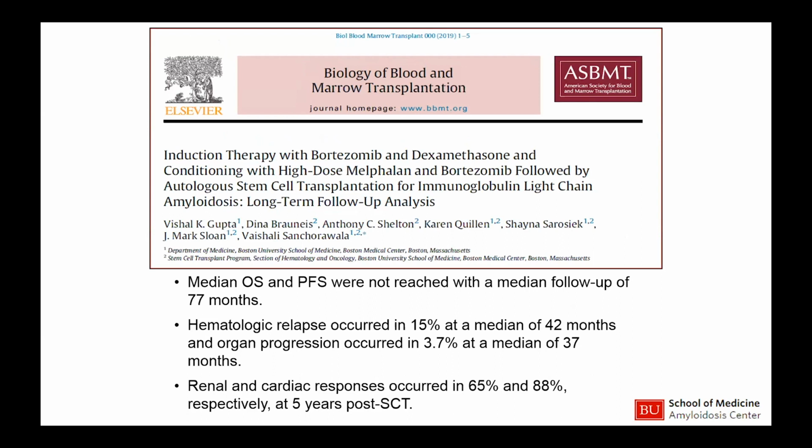Hematologic relapse occurred in 15% at a median of 42 months, and organ progression occurred in 4% at a median of 37 months. Furthermore, renal and cardiac responses occurred in a high proportion of patients, at 65% and 88% respectively, 5 years post-stem cell transplantation.